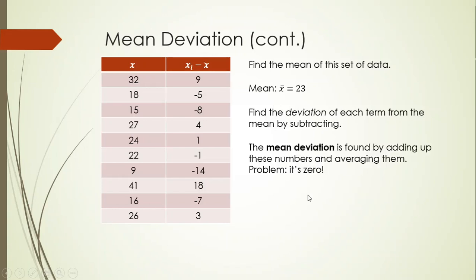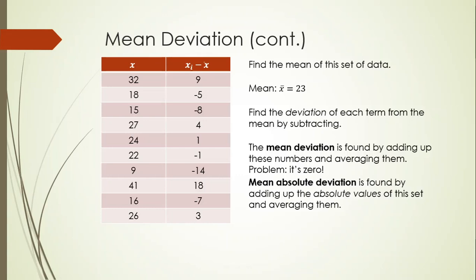So the mean deviation is found by adding up all of these numbers and averaging them. But we have a problem. It's 0. Try it yourself. Add up all of these numbers in the right column, you'll get 0. And then 0 divided by 10 is going to be 0. So the mean deviation itself is borderline worthless. No matter what the set of data is, the mean deviation average is always going to be 0.